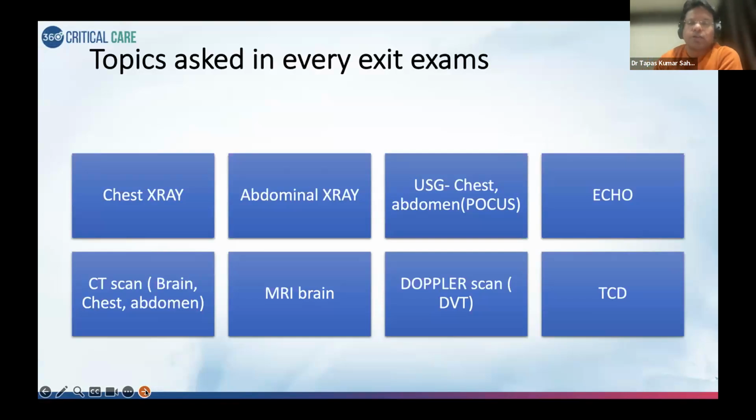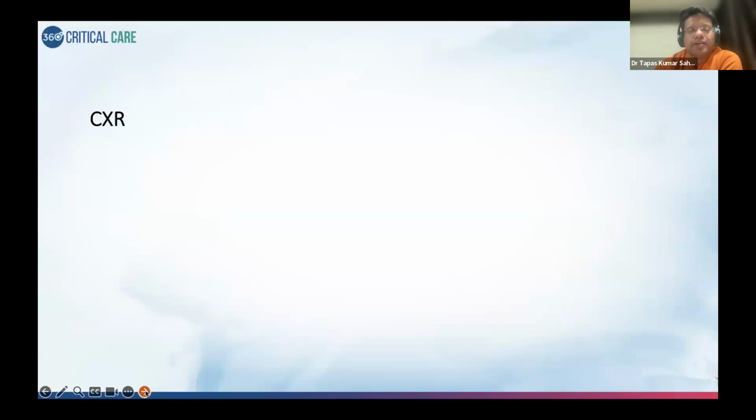abdominal x-ray, ultrasound of the chest and abdomen, that is POCUS, echo, and CT scan. CT scan can involve brain, chest, and abdomen. MRI brain will not be that frequently asked, but sometimes a specific diagnostic finding would also be asked from the MRI. Doppler scan, that is DBT, and TCD. These are the frequently asked radiology questions in your practical.